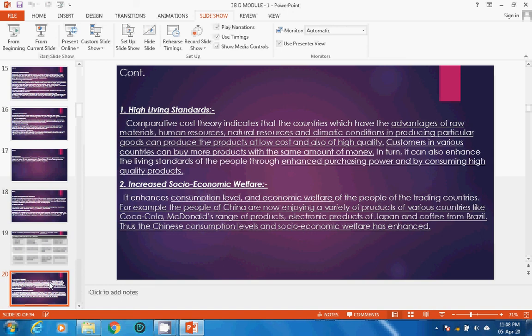Increased socio-economic welfare. International business enhances the consumption level and economic welfare of the people, especially the trading partners. For example, the people of China are now enjoying varieties of products of various countries like Coca Cola, McDonald's range of products, electronic products from Japan, coffee from Brazil. Very recently, China has opened up its economy to the rest of the world. Thus, the Chinese consumption level and socio-economic welfare has been enhanced.